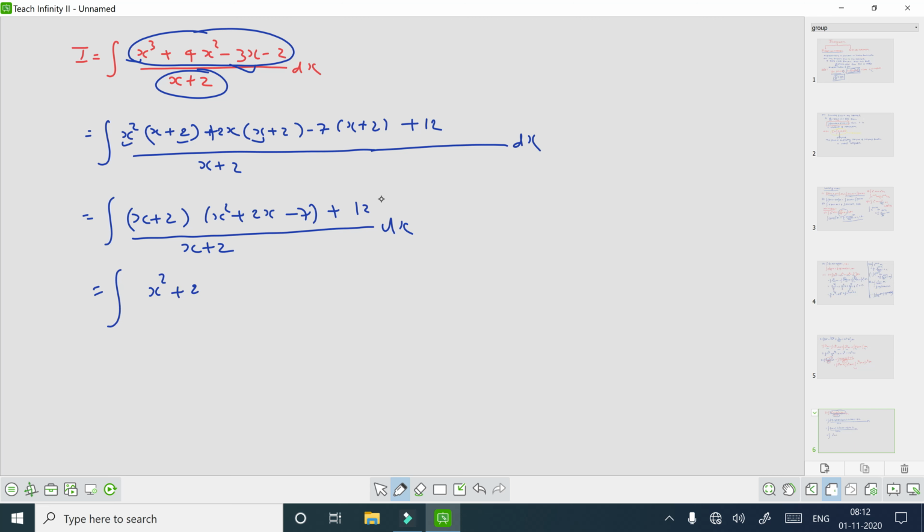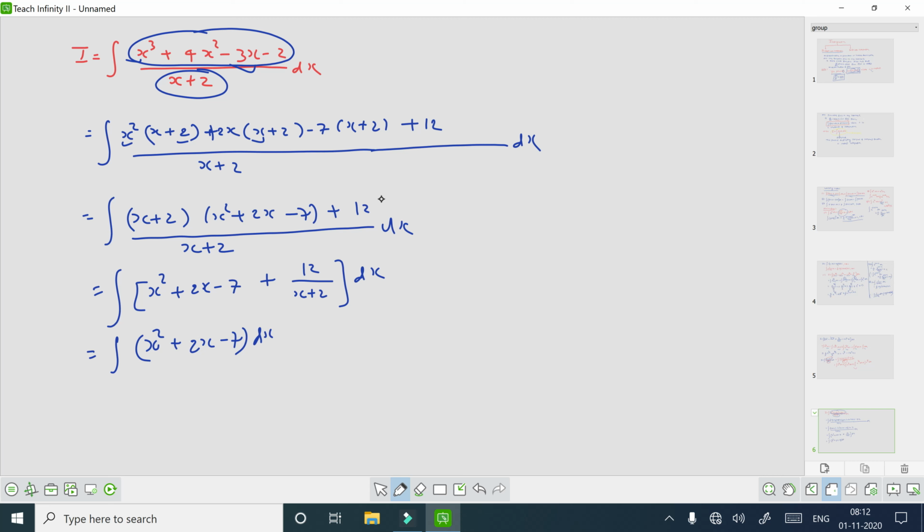x square plus 2x minus 7 plus 12 over x plus 2. Now it is easy to integrate. That means whenever a polynomial is given of this form, where the numerator is a polynomial and the denominator quantity is a polynomial, then we have to follow this pattern. Now here we can write x square plus 2x minus 7 into dx.